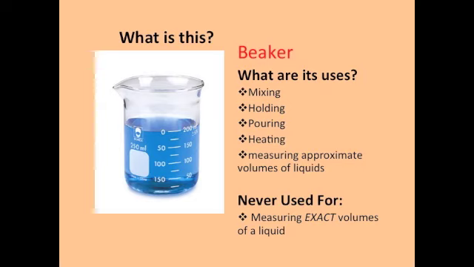This is a beaker. A beaker is something that you're going to use in almost every lab that we do. Very useful for mixing, holding, pouring, and heating of chemicals. You'll notice that even though it does have numbers and lines on it, it doesn't have a lot of lines between the numbers. Those lines are called graduations. And since it doesn't have a lot of them, you don't want to use these to measure exact volumes because there's going to be a lot of guesswork involved.